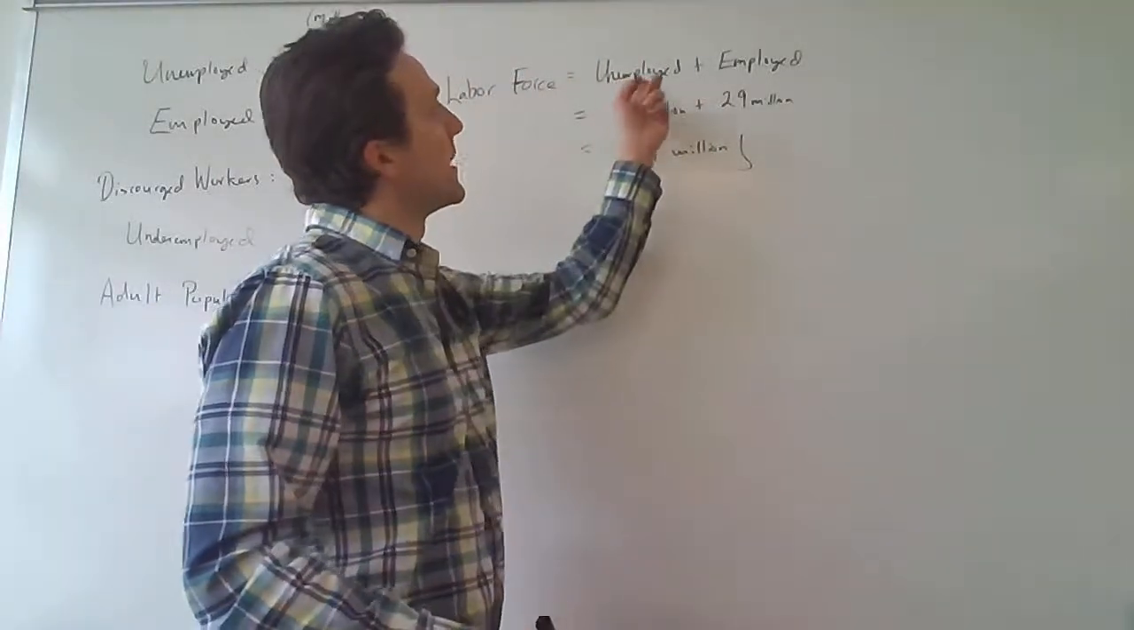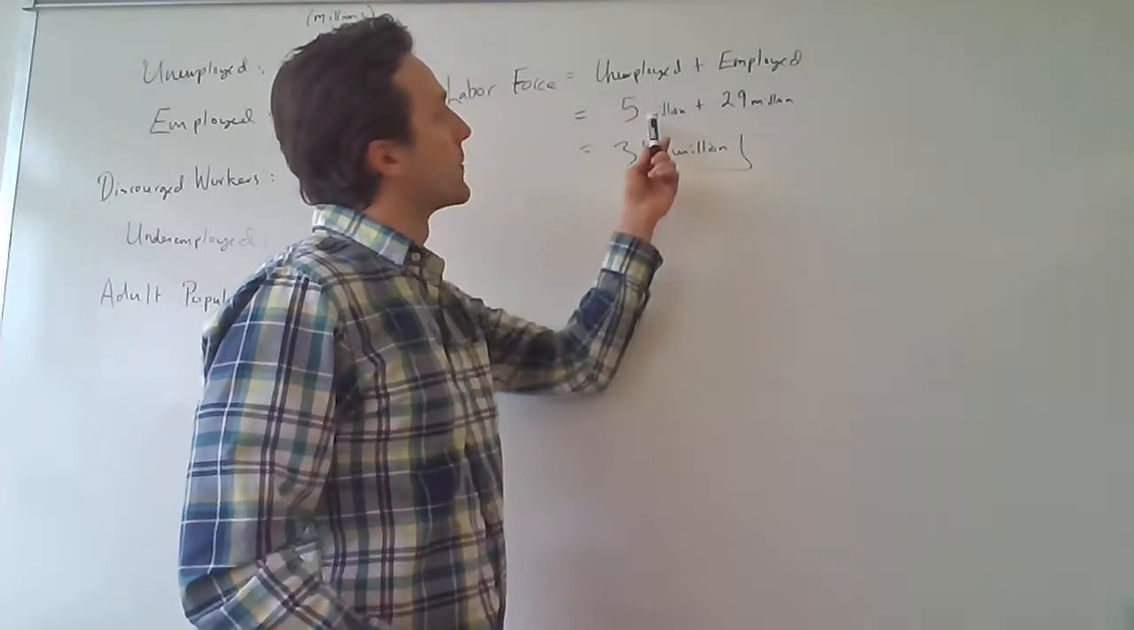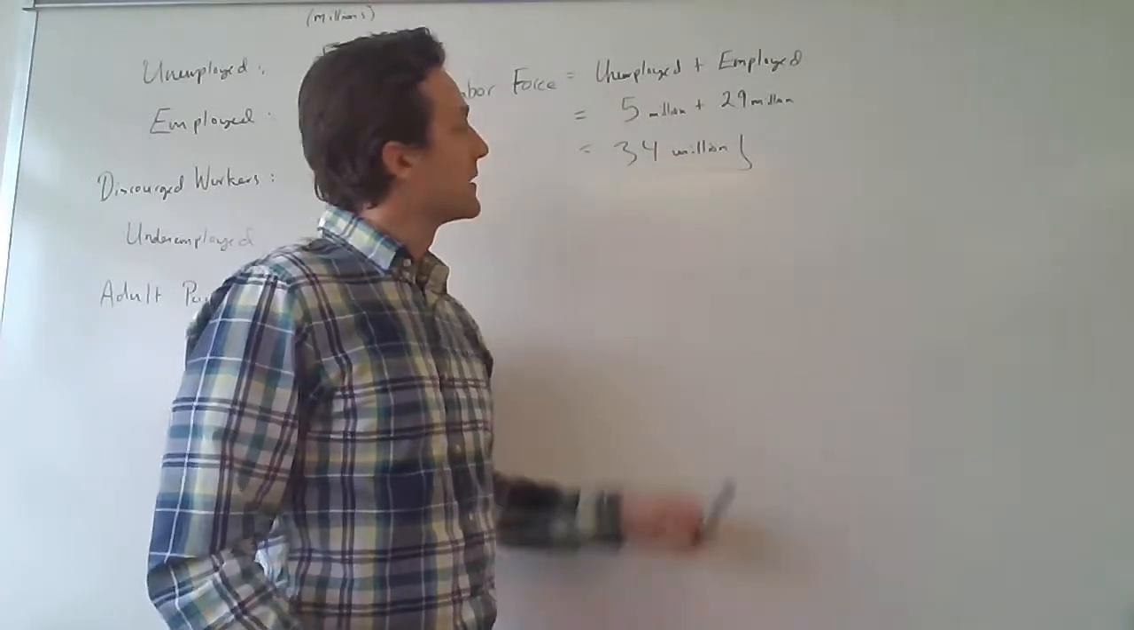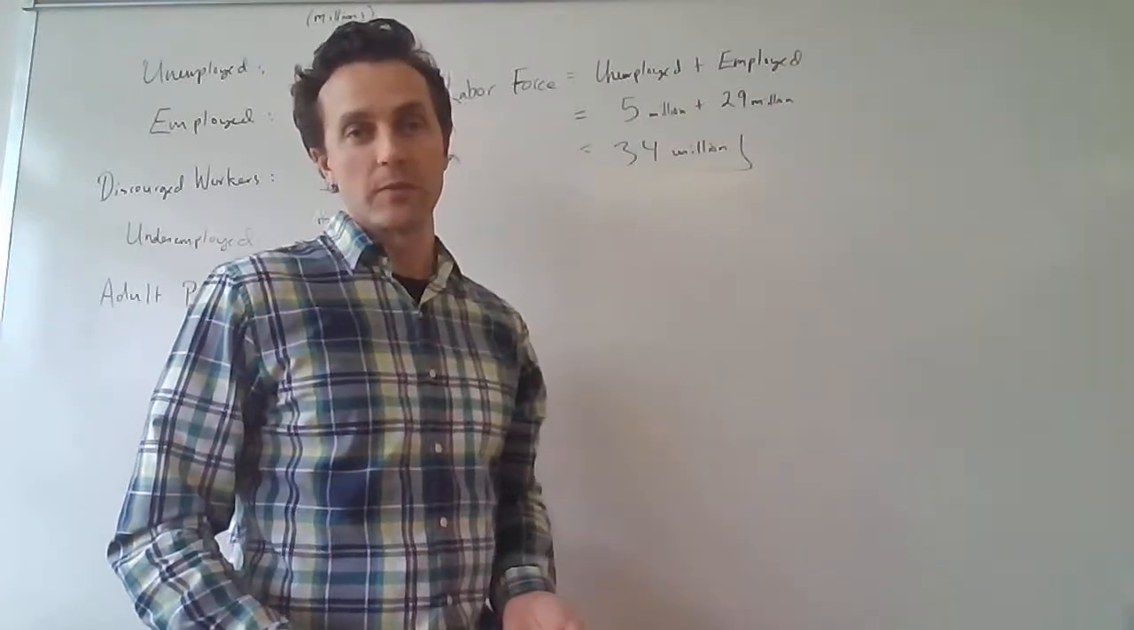So the labor force is the unemployed plus the employed. So we just need, again, those first two rows. So it's the 5 million plus the 29 million. So that tells us that the labor force must be 34 million people in this economy.